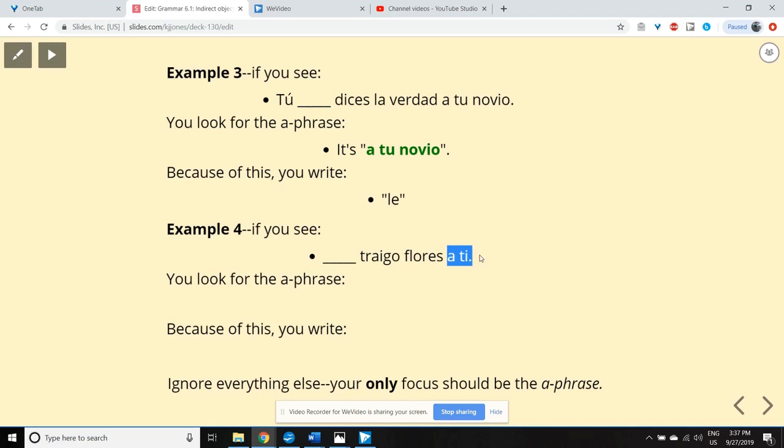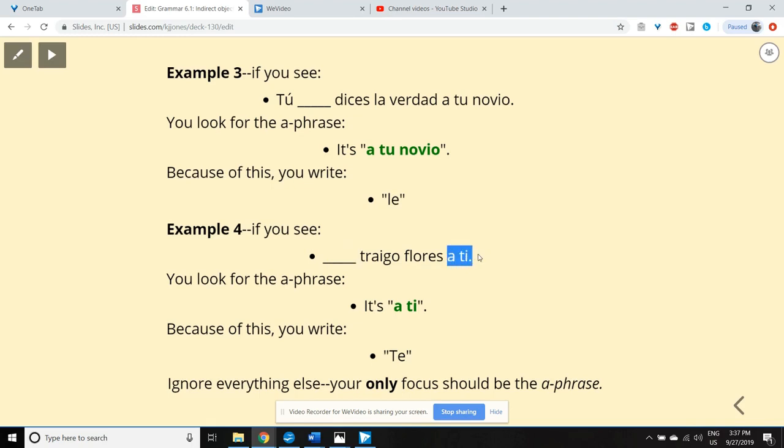All we do is go find that dang a phrase. There it is. It's a ti. Super. Whenever our a phrase is a ti, the only indirect object pronoun we can use is te. That's it. Te traigo flores a ti is a correct sentence. And again, the te that goes here has nothing to do with this yo form verb. Nothing. There's no causal relationship between these two syntactic elements. We chose te because we went and found our a phrase that was governing it.